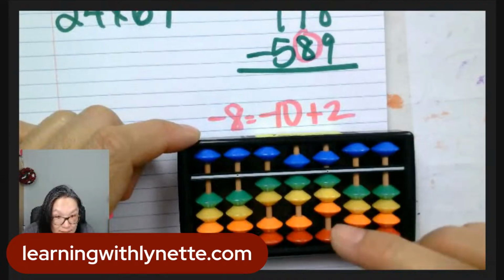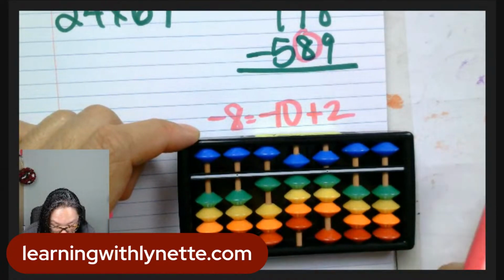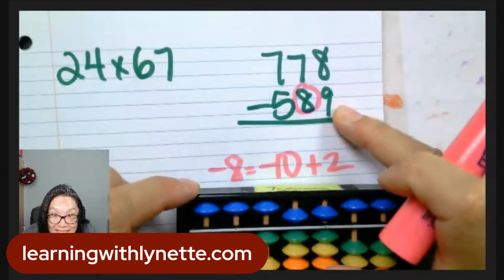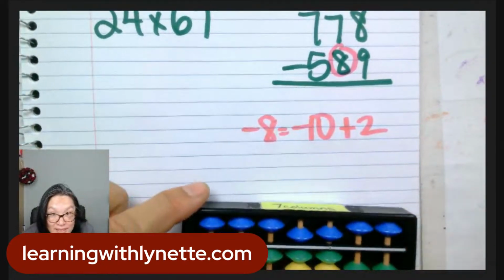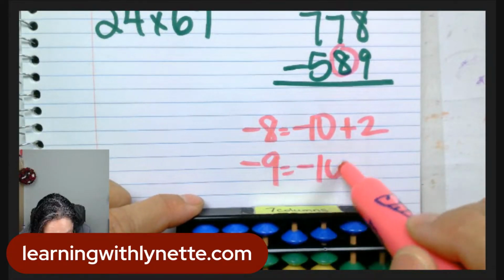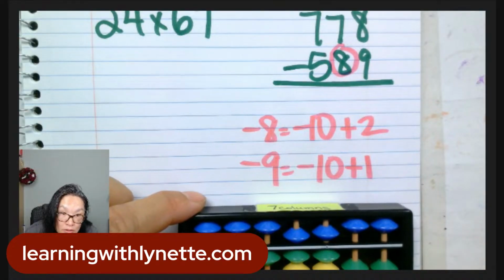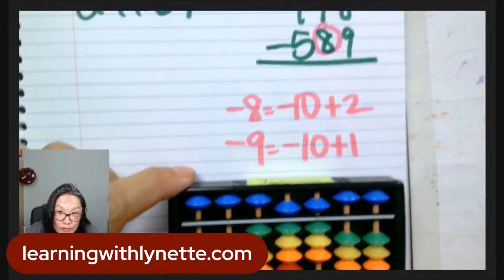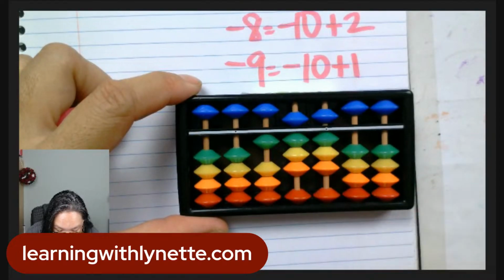So I'm going to minus the 10. Thank you, Char. Yes. I'm going to minus the 10 plus the 2. And then I'm going to minus the 9. What is minus the 9? Minus the 9 is what? Minus the 10 plus 1. Thank you, Char. Yes. Perfect. So all we got to do is minus the 10 plus the 1.